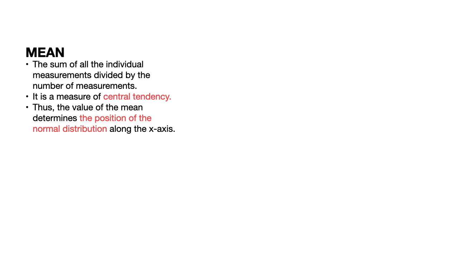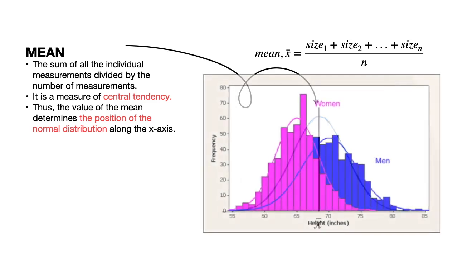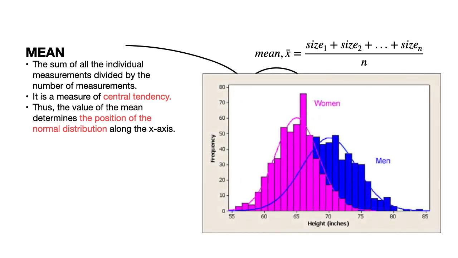The mean is the total of all individual measurements divided by the number of measurements taken. It is simply the average of our data. It measures the central tendency of the data from our population. If we look at this data of human height, the location of the mean shows that women have a lower height of about 65 inches compared to the height of men with an average of about 73 inches.